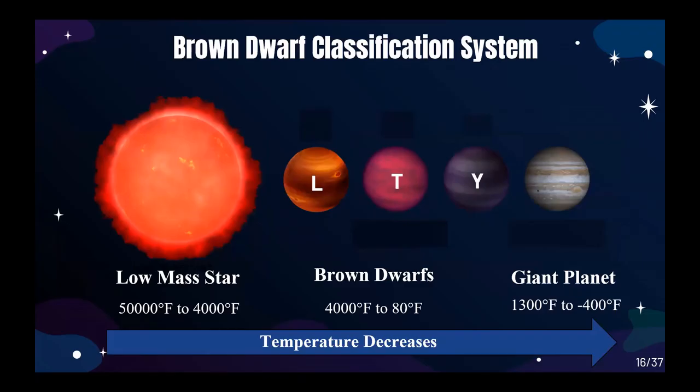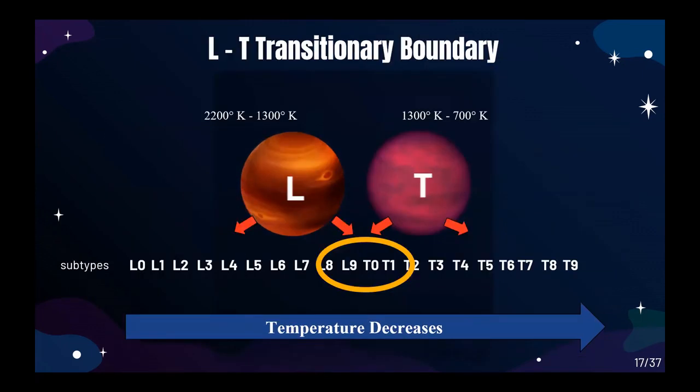Now back to brown dwarfs and their classification system. As I told you before, brown dwarfs are the hybrids between planets and stars. They're also divided into three types, L, T, and Y. This is because as you decrease in temperature and become more closer to a planet-like structure, you expect different spectral and temperature resolution types. My project, for example, focuses on that LT transitionary boundary. The LT transitionary boundary is important because of the different subtypes that are within it.